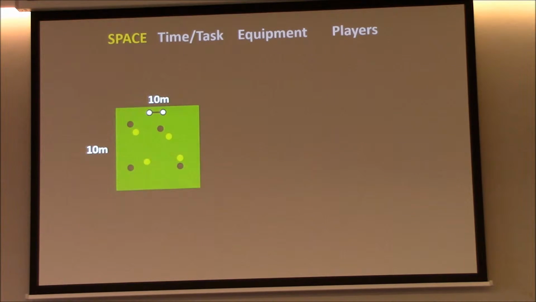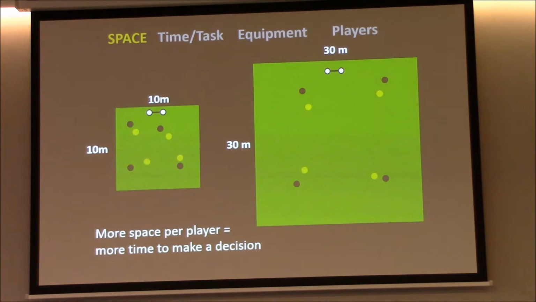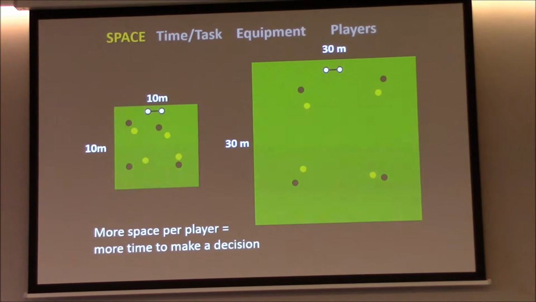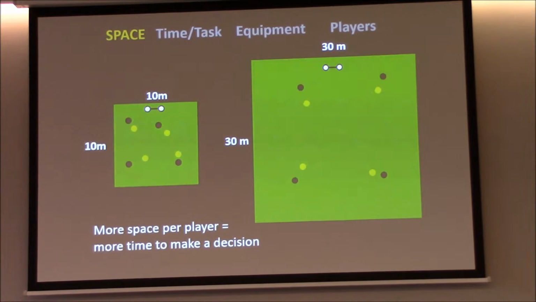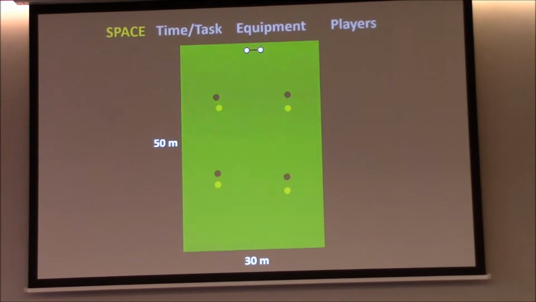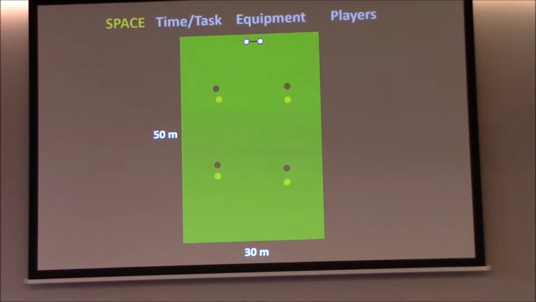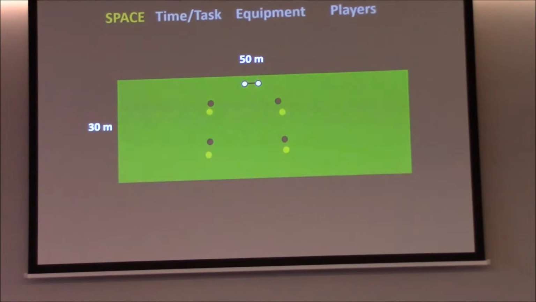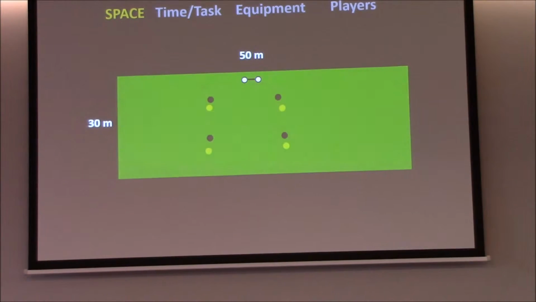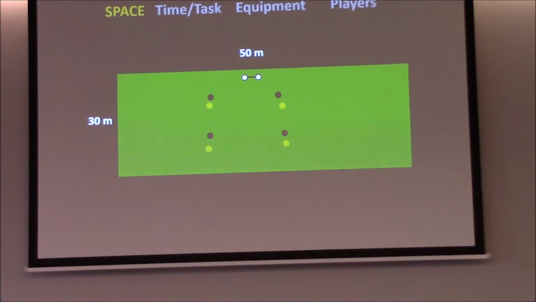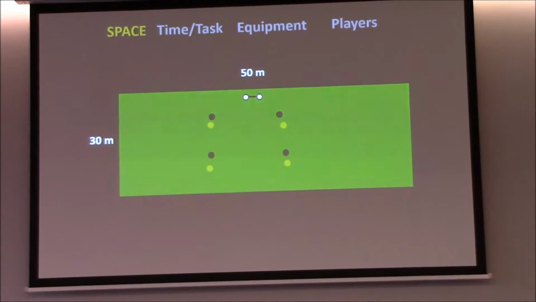10v10, 4v4 area. Well, if we increase the space, we have more space and potentially more time to make a decision. Lengthen the area, now you increase the ability to strike the ball and read the flight of the ball. And then width, easier to defend in depth, but not in width.